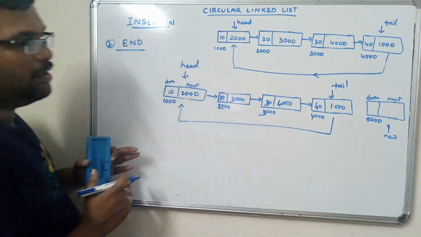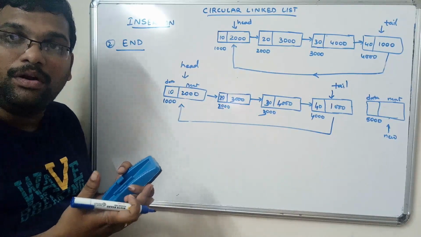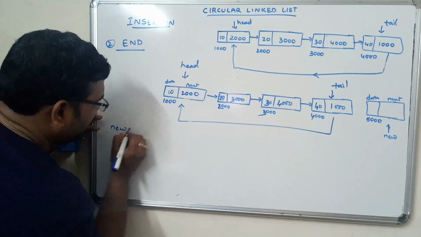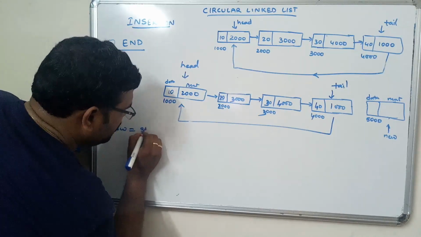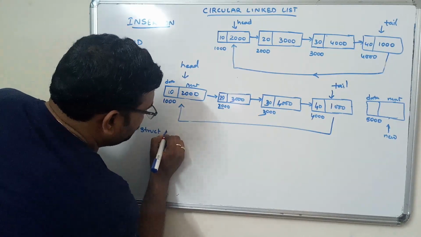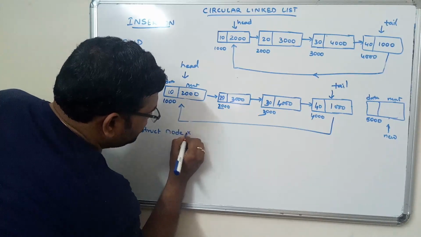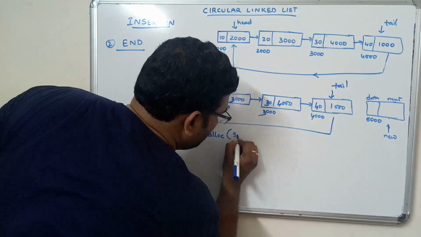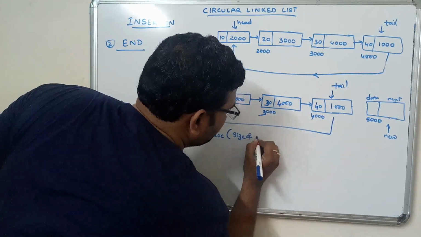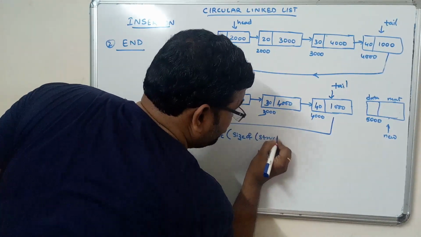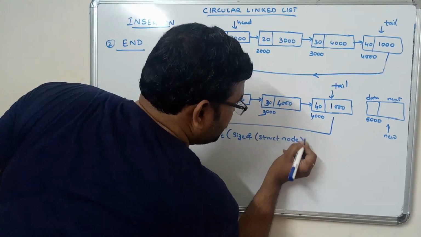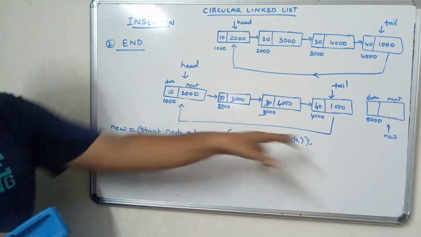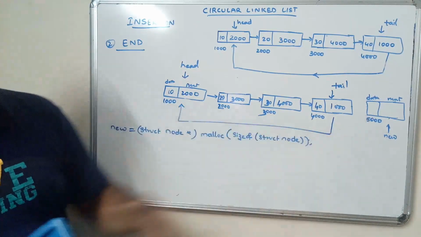So first, we have to create a node, so we have to allocate the memory. So the same step we have to write it here. The new is equal to struct node star malloc size of struct node. So now we have allocated some memory to the new, that is some 5000.